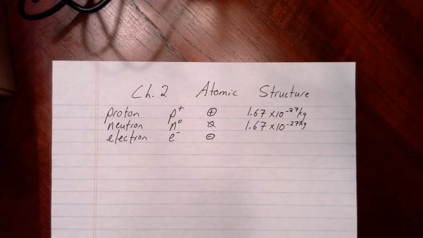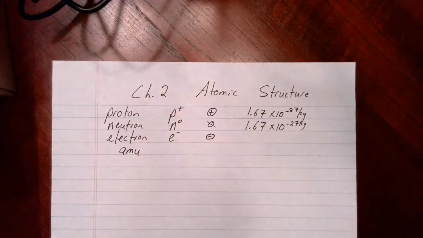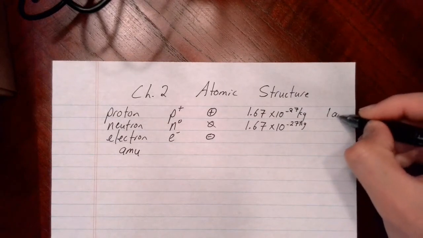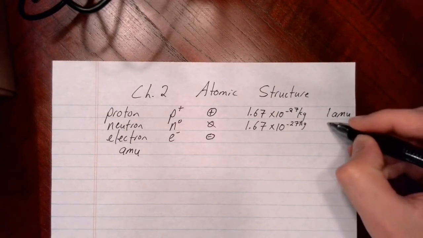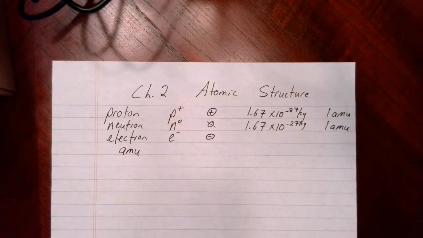So we have a different unit rather than kilograms that we use to measure mass, and that unit is AMU. AMU just stands for atomic mass units. One atomic mass unit is about the mass of one proton or one neutron. So we can say the mass of one proton is 1 AMU, and the mass of one neutron is 1 AMU. We'll refer to the mass of protons and neutrons as being 1 rather than 1.67 times 10 to the negative 27.